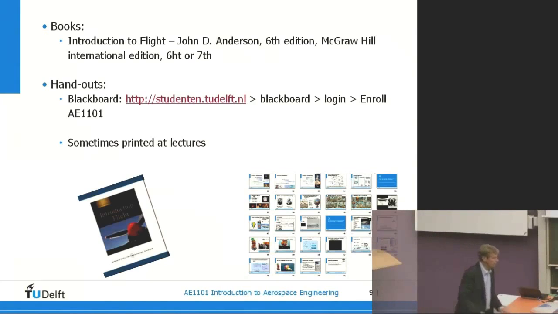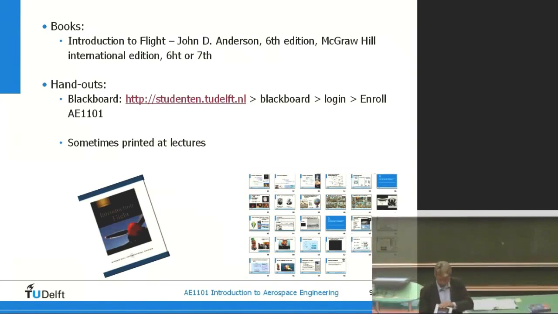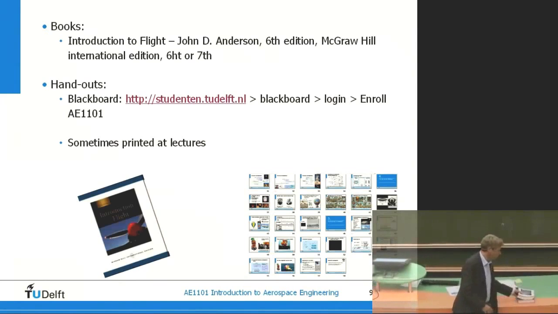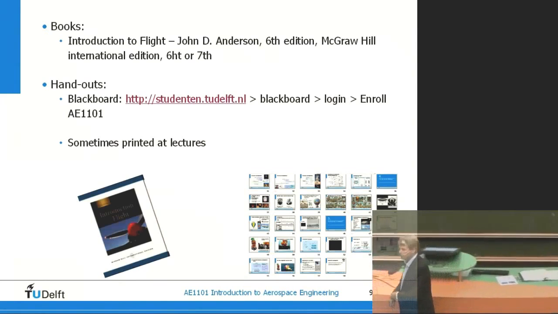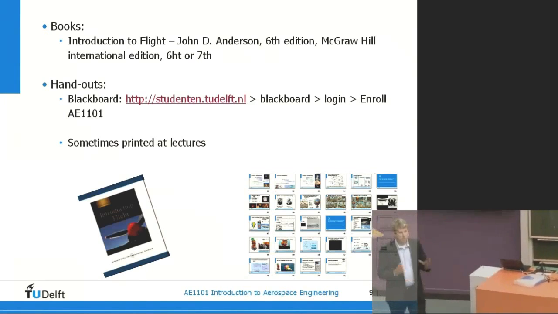The book is quite thick. As you can see, this is the book. This is the 6th edition. This is the hardcover of the 2nd. And the good news is you don't have to study all of it. To know what you need to study, you need to follow the courses.